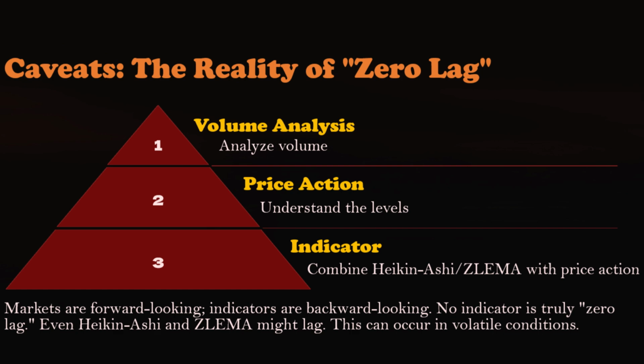Caveats: the reality of zero lag. Volume analysis: analyze volume, price action, and understand the levels. Indicators: combine Heikin Ashi and ZLEMA with price action. Markets are forward-looking, indicators are backward-looking. No indicator is truly zero lag. Even Heikin Ashi and ZLEMA might lag. This can occur in volatile conditions.